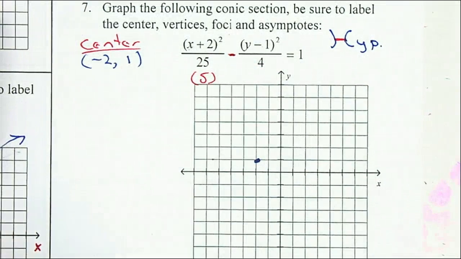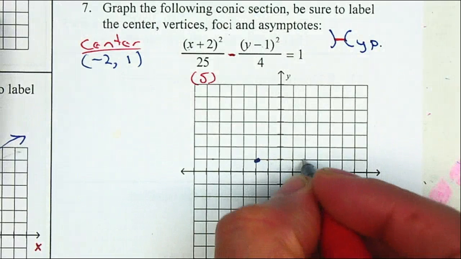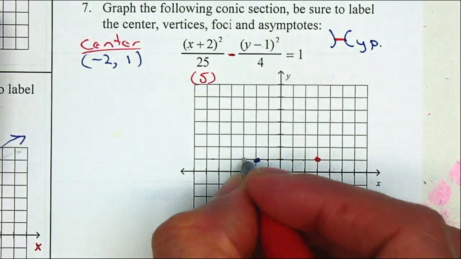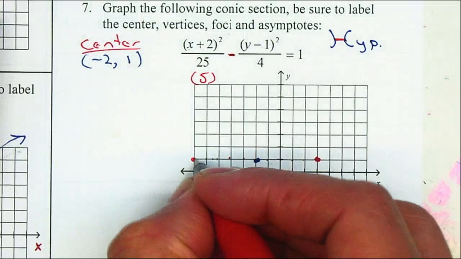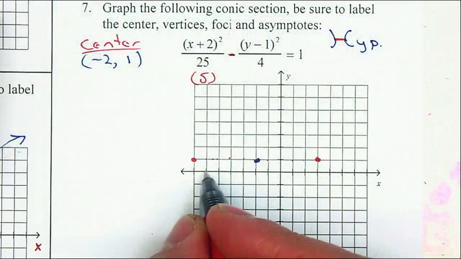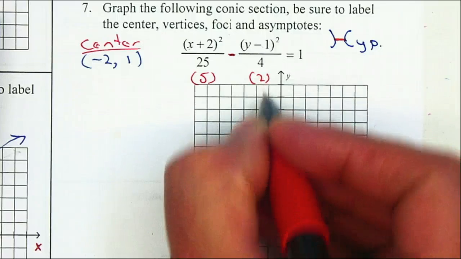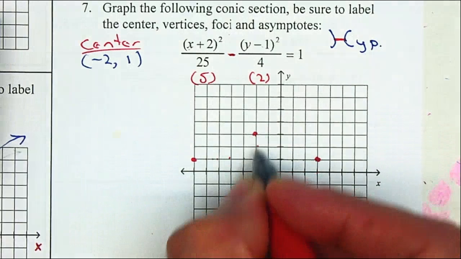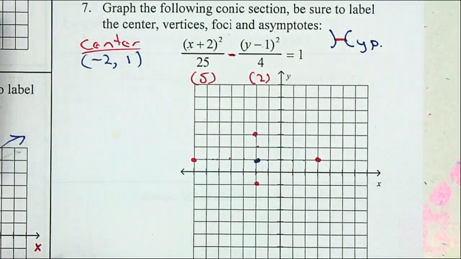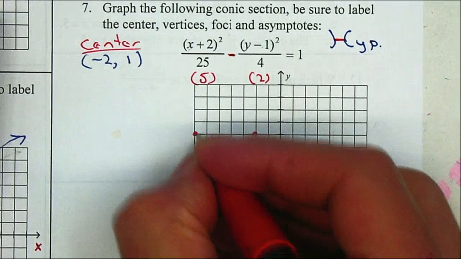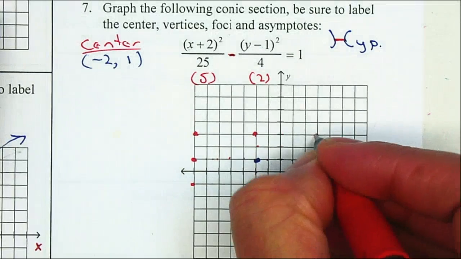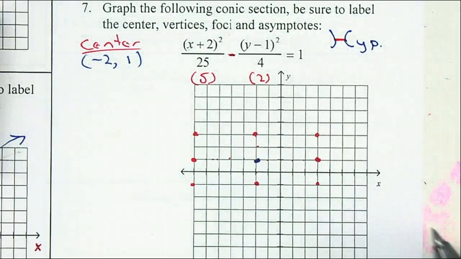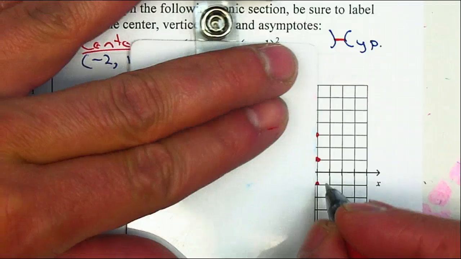I'm going to go to the right 5: 1, 2, 3, 4, 5. To the left 5: 1, 2, 3, 4, 5. Remember, if it's under the X, you go sideways. If it's under the Y, you'll go up and down. 1, 2, 1, 2. And now I'm going to find my corners. So this is my corner, my corner, my corner, and my corner. And I'm going to make my box.